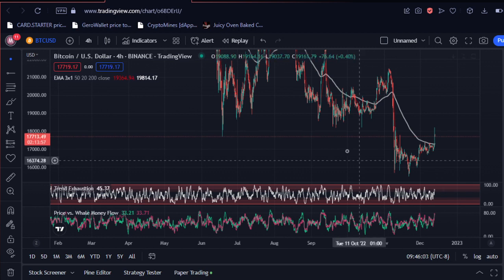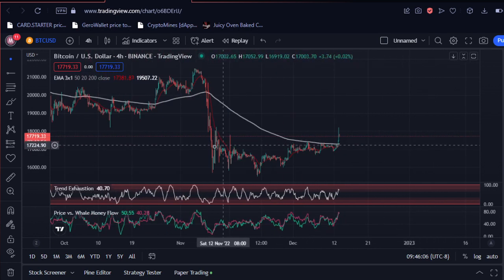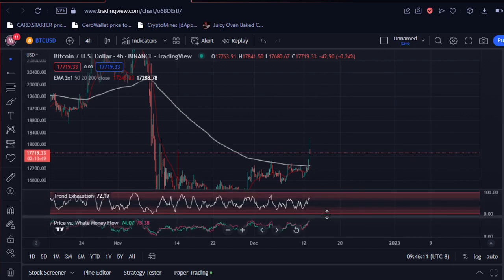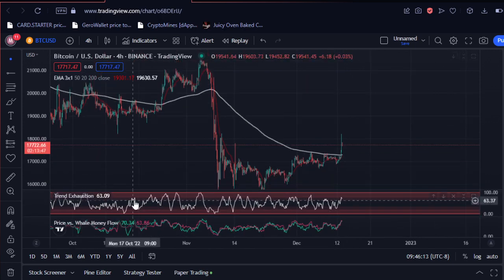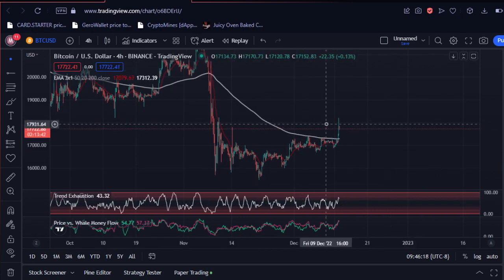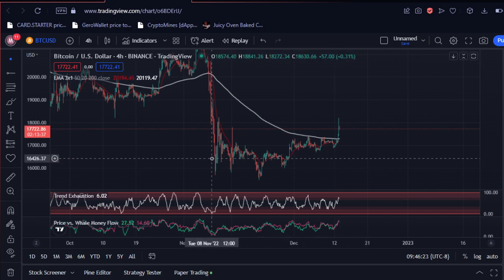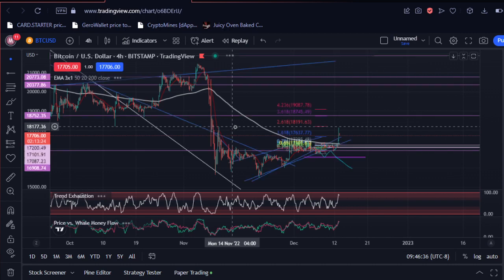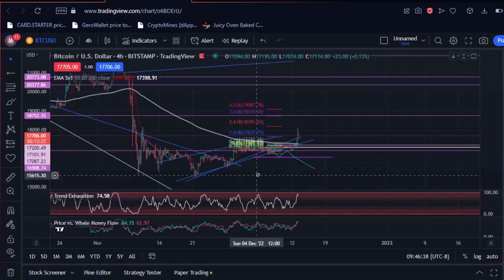Just doing what I can to try and prove to you guys that I can help and show you what I look at when I'm looking at the charts. So I have a couple indicators here: trend exhaustion and price versus whale money flow. Those things are pretty important to my trading strategy. My strategy overall is a bit different than what you see on this screen. It might be a kind of a beginner strategy in the eyes of a lot of people. So let me just go ahead and show you some of the charts that I have drawn.